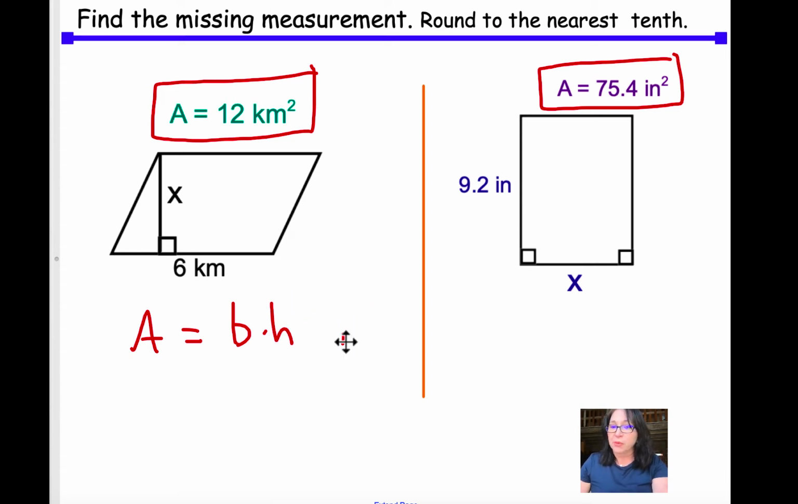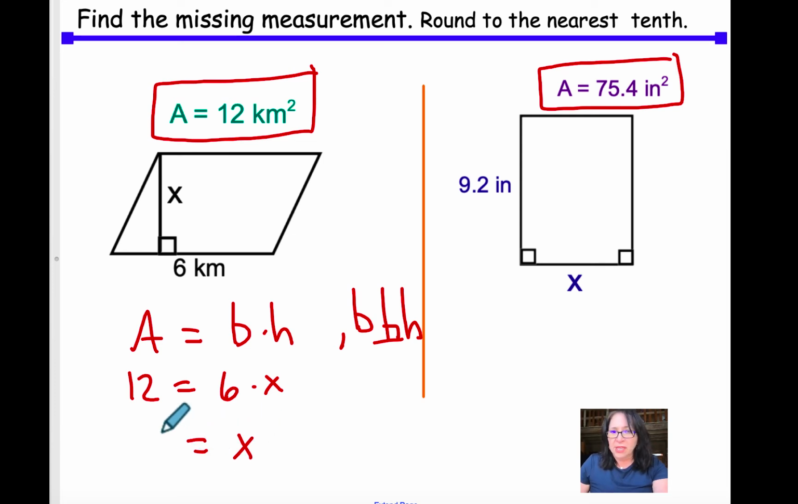But in this case, remember, the base does need to be perpendicular to the height. So my base is 6, my height is x, and my area, though, is 12. So x is going to equal 2 units. So my height is 2 units.